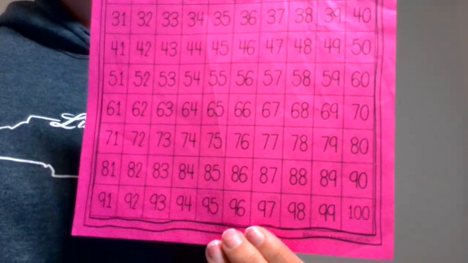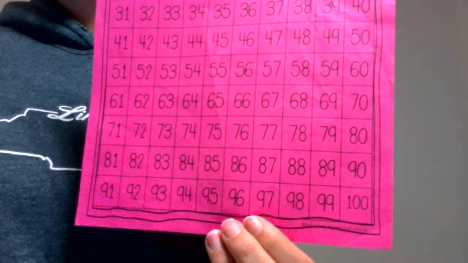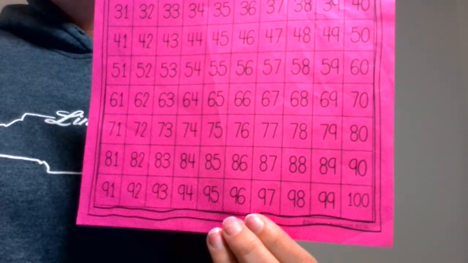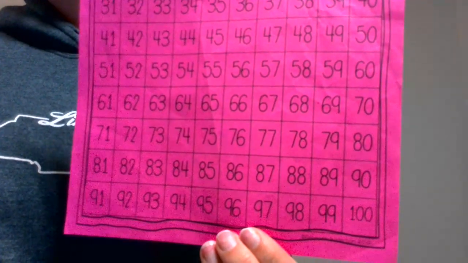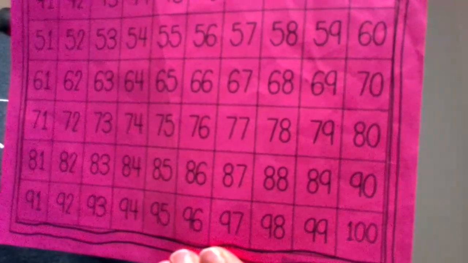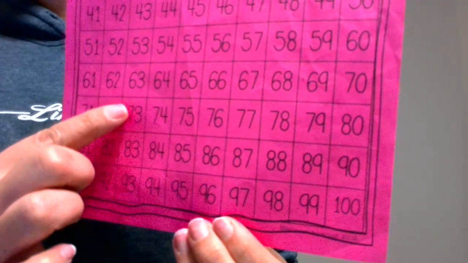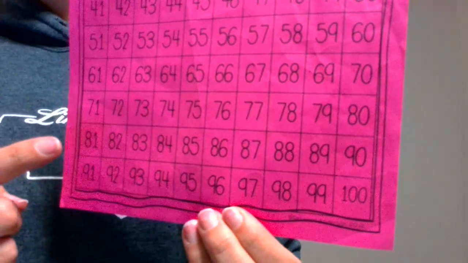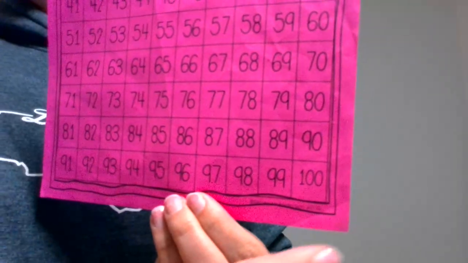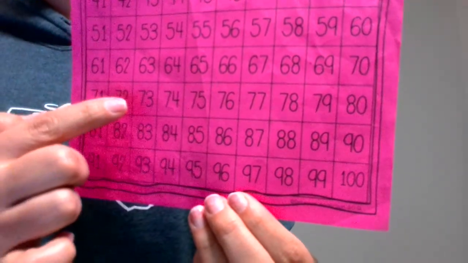So 73 has 7 as the first number and 3 as the second number. So it has 7 sets of 10 and 3 more. Can you find 73? 73 is right here. So we're going to count all the way across in the row and come back down here and go all the way to 100. So 73, are you ready?